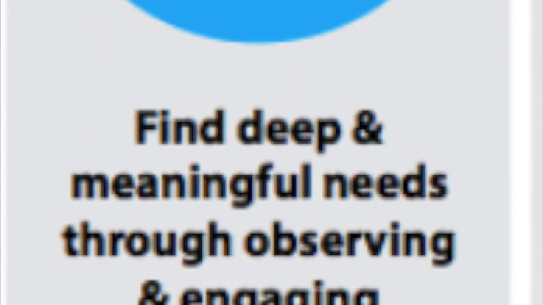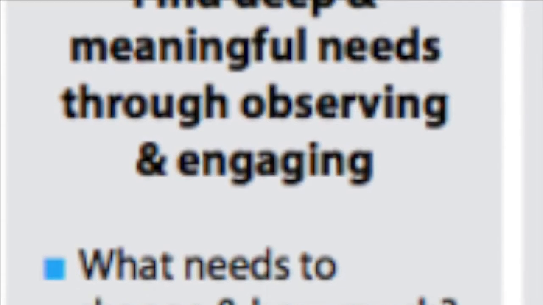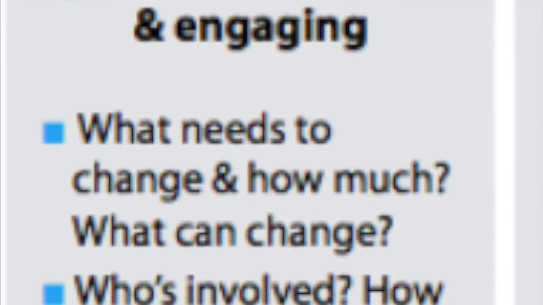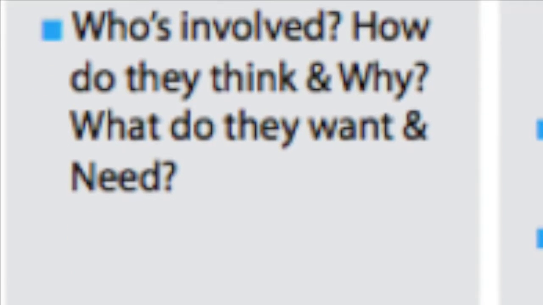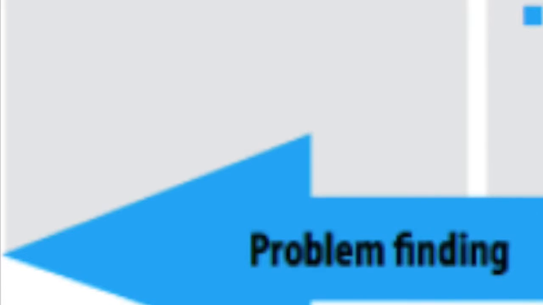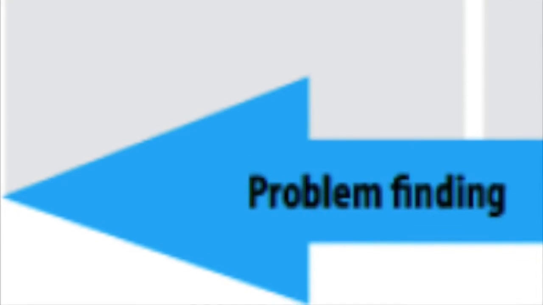In this stage, designers go directly to those who have an interest in the design problem, such as business stakeholders and individual consumers, or those affected by the problem. Through observing and engaging with these individuals, the designers are able to understand the problem from a multitude of perspectives, and therefore will be able to incorporate various needs into the later stages of the process.